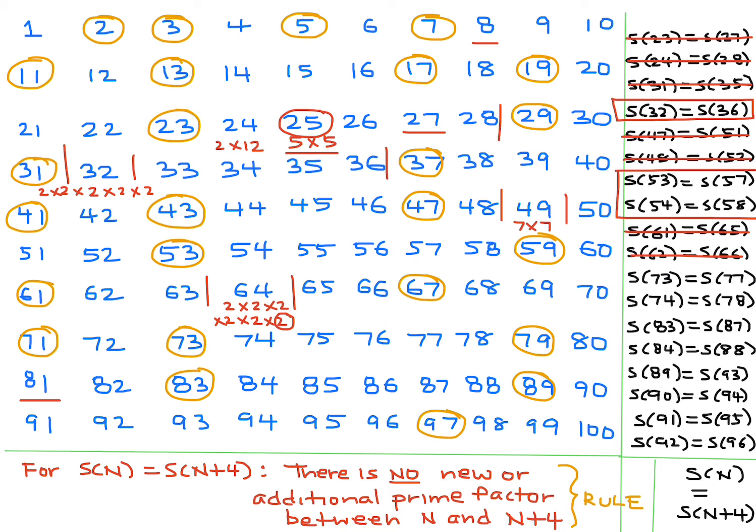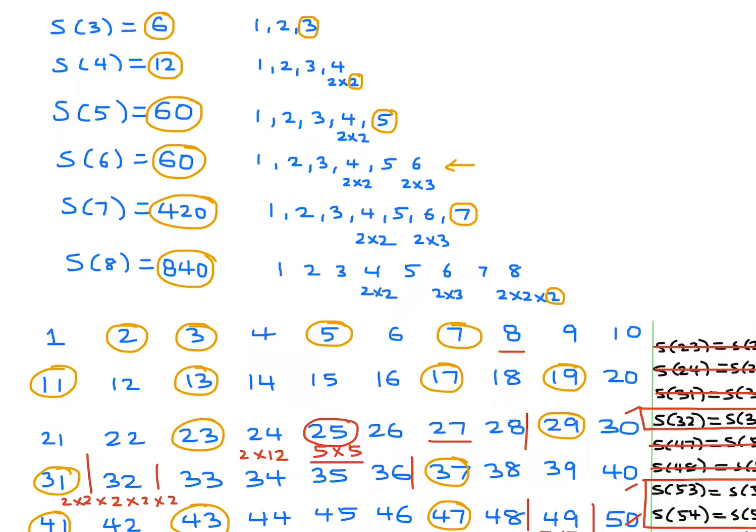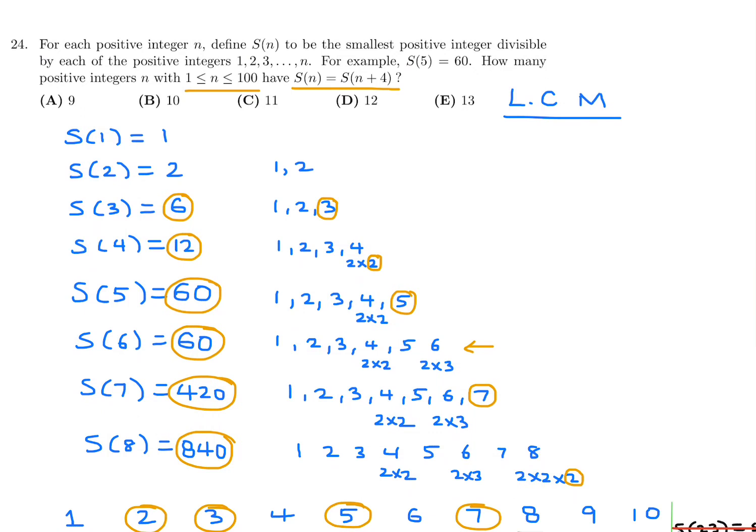Everything else stays valid. So how many do we have? 1, 2, 3, 4, 5, 6, 7, 8, 9, 10, 11. 11 that fit that criteria that S at n is equal to S at n plus 4. And therefore, the answer to this question number 24 is 11, which is choice C.